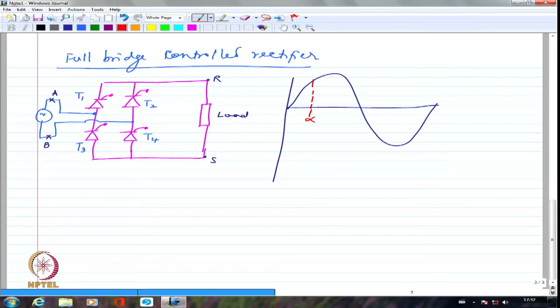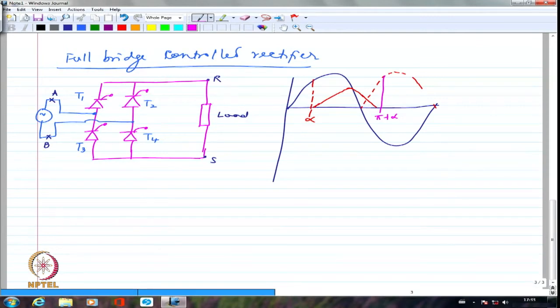Maybe it is going like this, right? And then it is reaching some maximum value somewhere, and then it is probably going to come down, because I essentially have T1 and T4 still conducting. They are going to conduct until I give a pulse for T2 and T3. So I may give the T2 and T3 pulses only at this point, because if I want it to be symmetrical, I have to give it at pi plus alpha, very clearly.